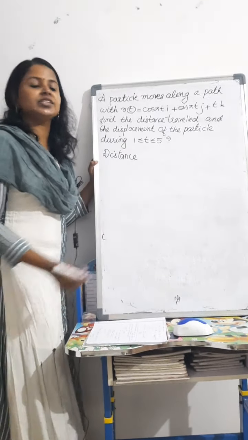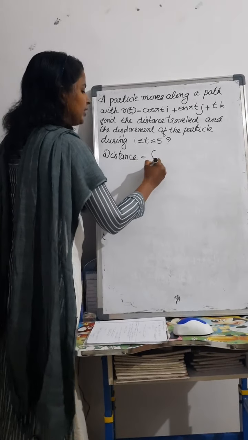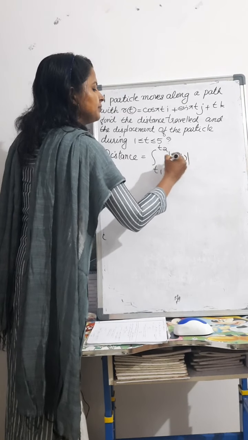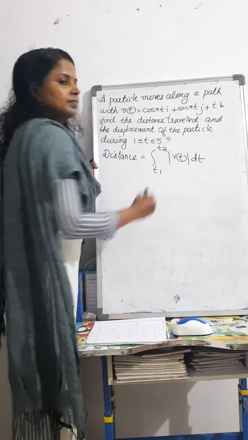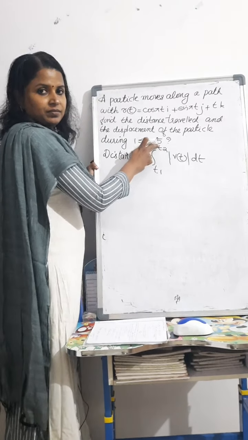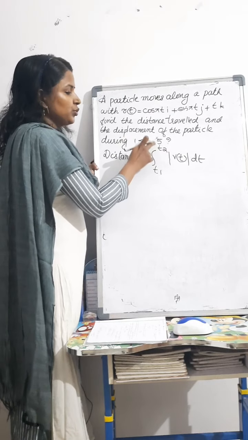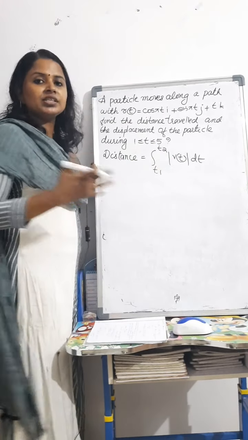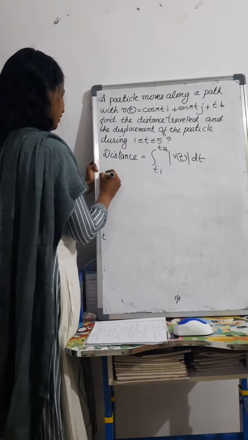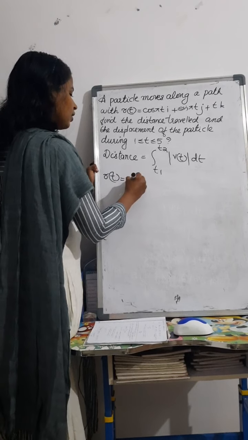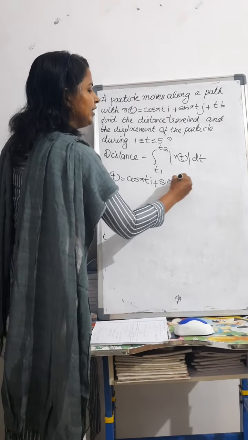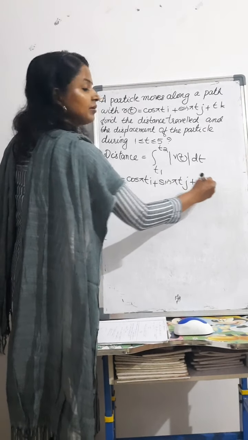What is the formula for distance? Distance is equal to the integral from t1 to t2 of mod v of t dt. Here t1 to t2 means 1 to 5, that is t1 is 1 and t2 is 5. Then what is v of t? V of t is the velocity. Here r of t is given: r of t is equal to cos pi t i plus sin pi t j plus t k.